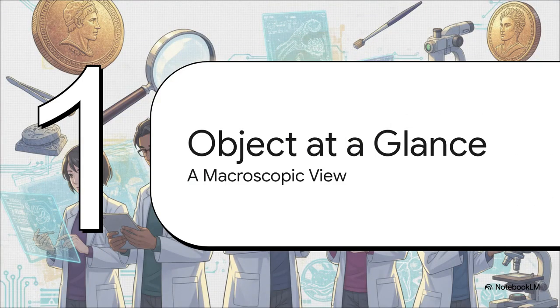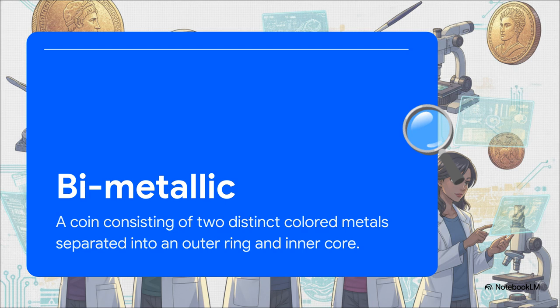Section 1. The object at a glance. A macroscopic view. Right away, notice those contrasting silver and gold tones. The exact professional term you'll want to drop in your presentation is bimetallic. We aren't just looking at a flat piece of metal. It's an object made of two distinctly colored metals, visibly separated into an outer ring and an inner core.